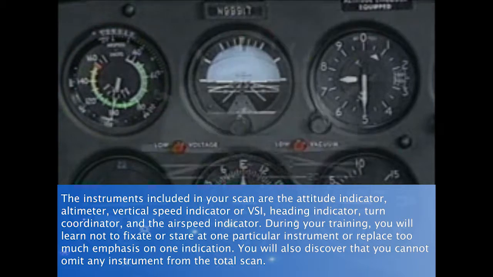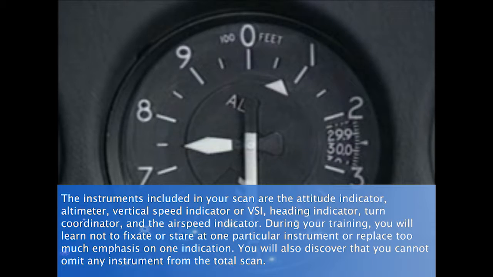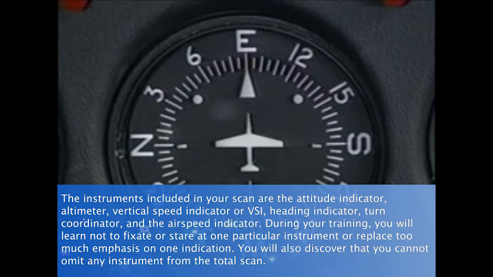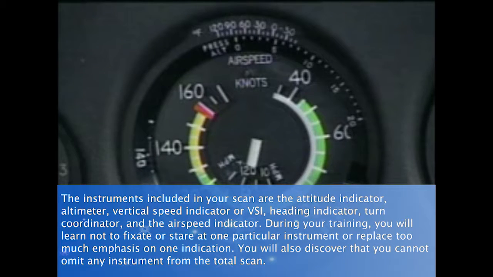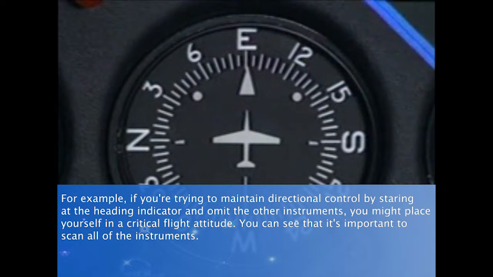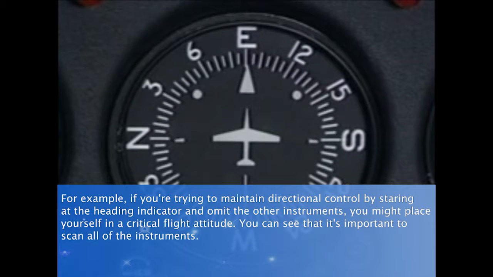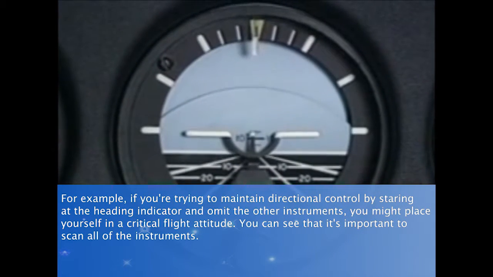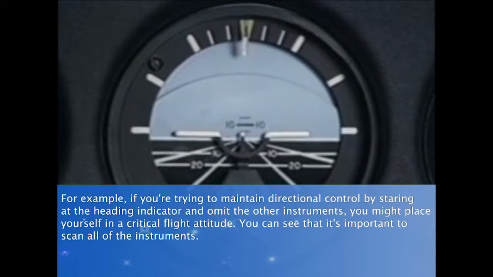During your training, you will learn not to fixate or stare at one particular instrument, nor place too much emphasis on one indication. You will also discover that you cannot omit any instrument from the total scan. For example, if you're trying to maintain directional control by staring at the heading indicator and omit the other instruments, you might place yourself in a critical flight attitude.